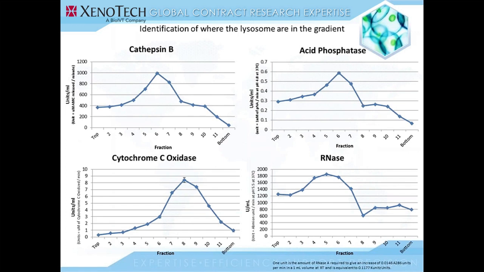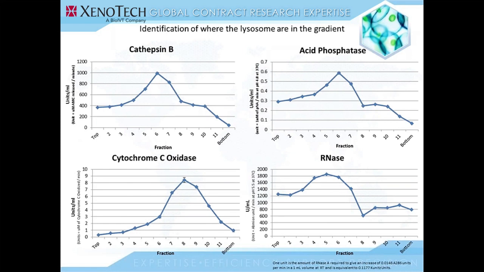What we can see here is that the cathepsin B is exactly where we expect it to be. The peak is around 6. Acid phosphatase peaks also in that same fraction. What's interesting is that the RNase is spread out over a couple more fractions, but it's relatively in the same area. And as our control is cytochrome C oxidase, which is in the lower half of the fractions. There is a little bit of overlap between cathepsin B activity and cytochrome C oxidase activity within fraction 7.